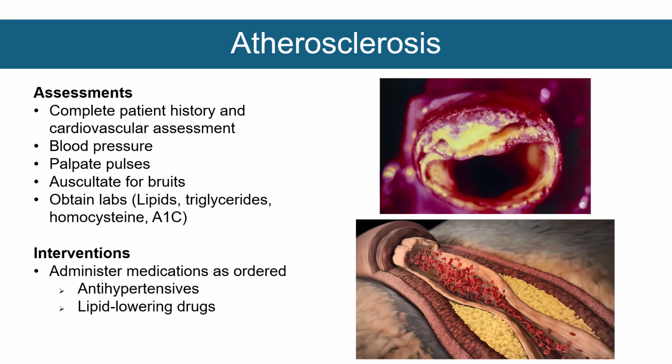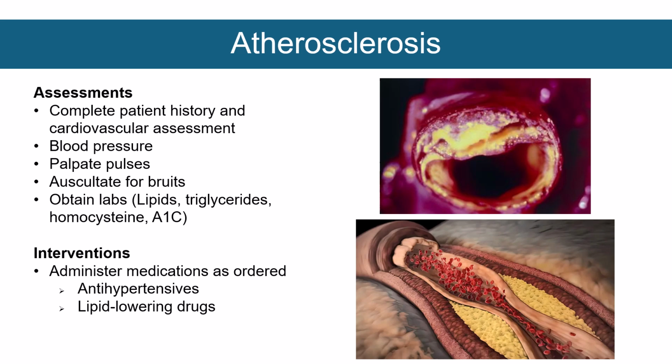We want to auscultate for bruits. So you're going to use your stethoscope to listen over major arteries such as the carotid artery, abdominal aorta, and femoral arteries. A bruit is a swishing sound, so that is what you're looking for. If you hear a bruit, that suggests that there is turbulent blood flow, which is often caused by those narrowed or hardened arteries due to plaque.